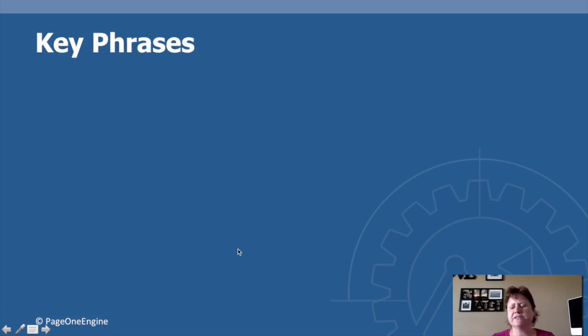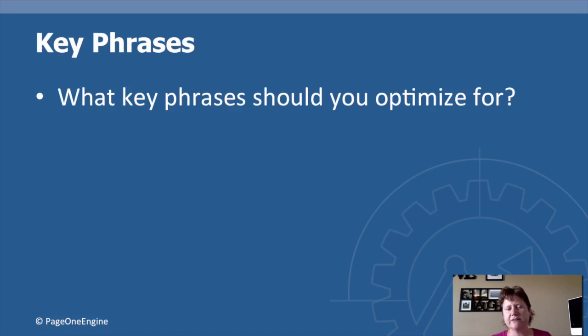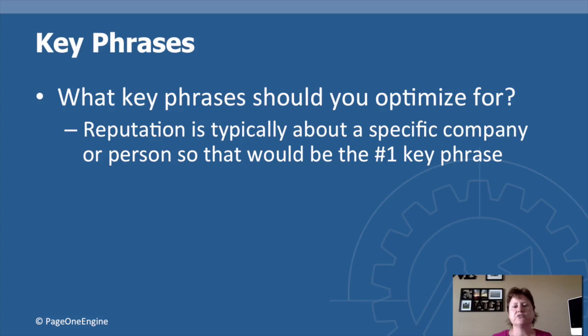So let's start with key phrases. Obviously, the number one thing that we have to talk about is what key phrases you should be optimizing for. At the end of the day, when we're talking about reputation management, marketing, those types of things, we're probably going to be optimizing somebody's name, somebody's company name, a key phrase that looks up that particular person or company, or it's going to be for some type of brand or product. So what we want to do is really identify which of those key phrases are going to be the most important. It could be something you start with small.